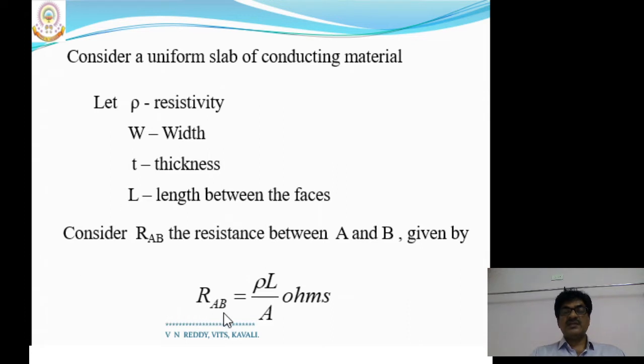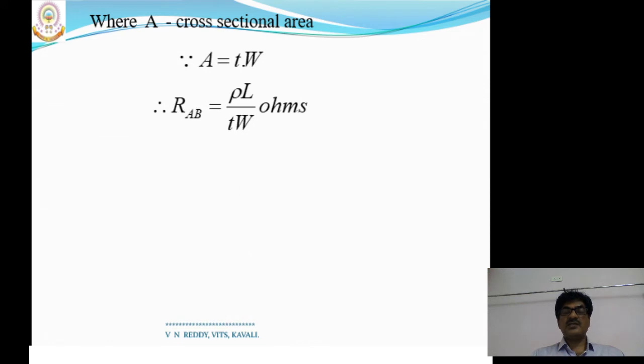The resistance between the faces AB you can express as rho L by A, a very fundamental formula. The resistance of a wire having the length L is rho L by A, where A is the cross-sectional area. With reference to this slab, that area A equals width into thickness, that is T into W. So with the substitution of this in the above equation, the RAB becomes RAB equal to rho L by T into W ohms.